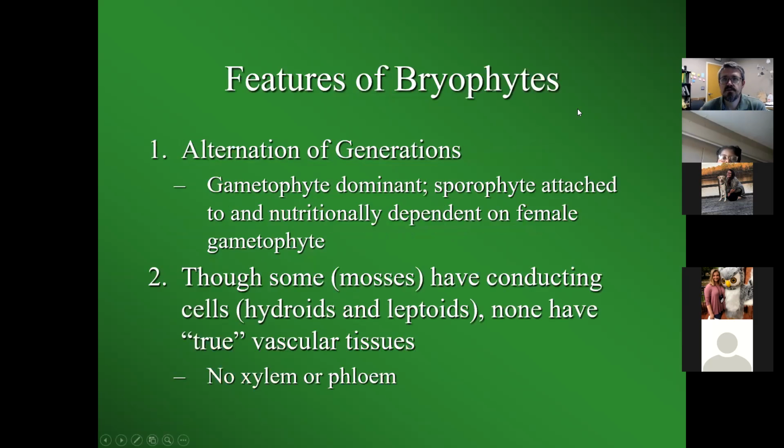Okay, so this is where we get our features that we want to pay attention to, just like we got the features of the different algae and the features of general land plants. So in the bryophytes, they have alternation of generations. Not surprising because we've talked about that as true for all plants. What is different than all the other land plants that we're going to be talking about later is that this one has the gametophyte dominant.